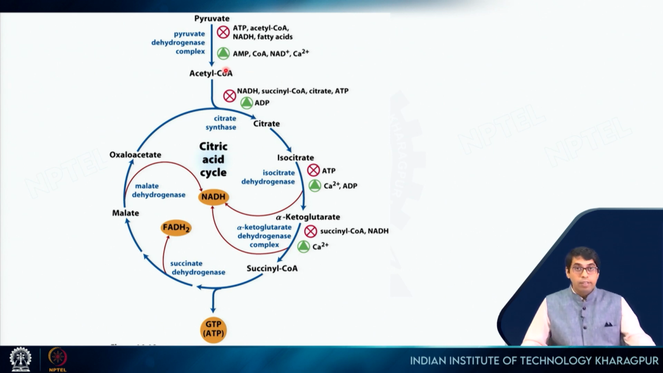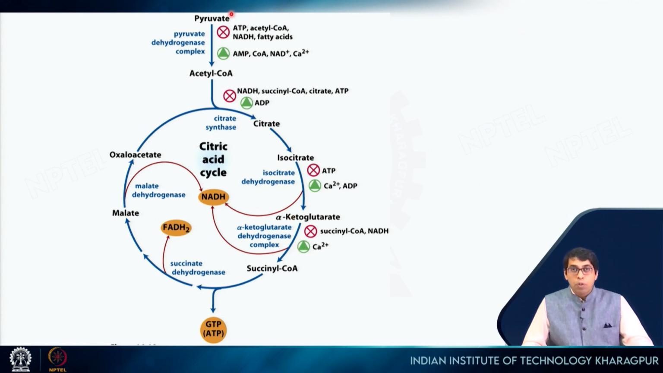So, the citric acid cycle, just like glycolysis, is also highly regulated, and the basic theme that you will see here is that whenever these high energy molecules like ATP, acetyl coenzyme A, NADH or fatty acids are present, they will inhibit these steps. So, this step, this step, this step, all these steps are inhibited by these high energy molecules. On the other hand, when AMP or coenzyme A or NAD plus and calcium ions are present in abundance, then they will activate these enzyme complexes. So, it will activate these reaction steps, right.